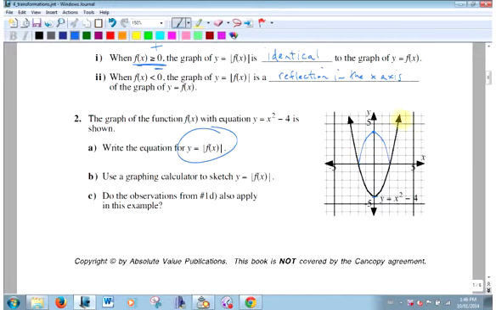This stays like it is because it's positive. This stays like it is because it's positive. The only thing we're doing is taking the negative stuff and reflecting it in the x-axis.